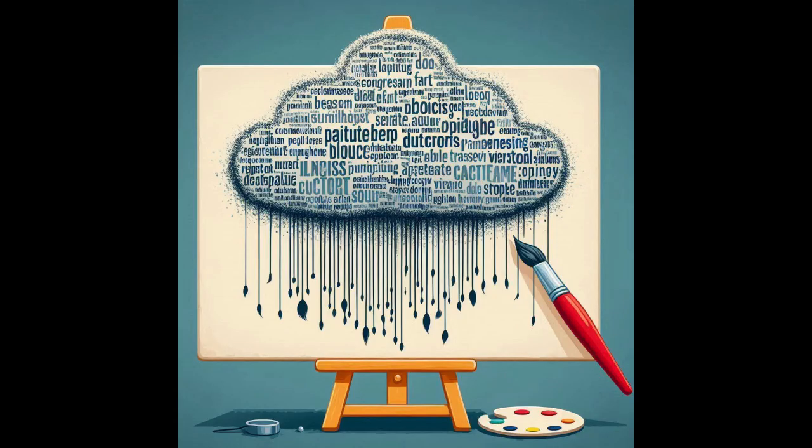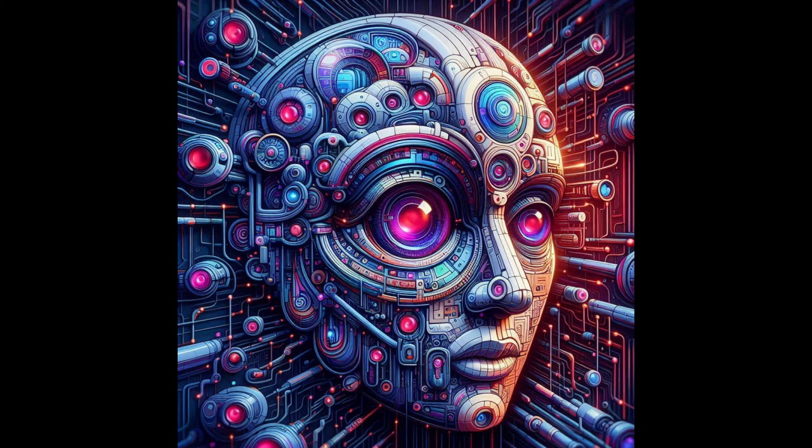Visualize a large canvas, blank and ready to be filled. Above it, there's a cloud of words representing the input text. Each word in the cloud is connected to a paintbrush. The paintbrushes represent the models that are about to create or modify an image.